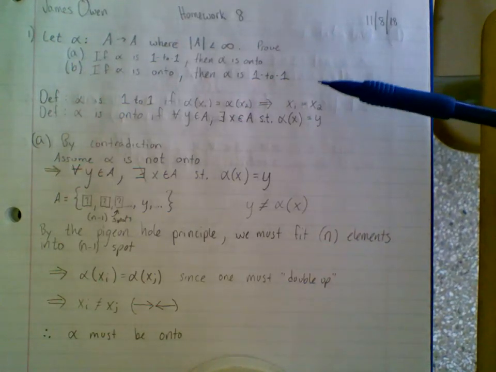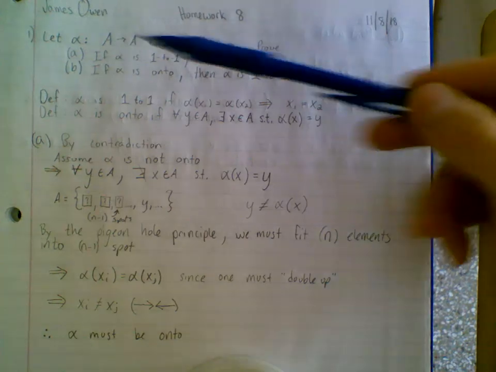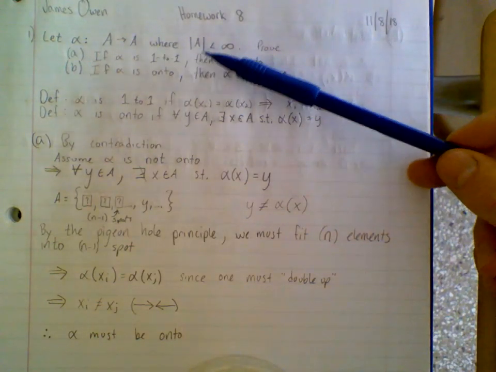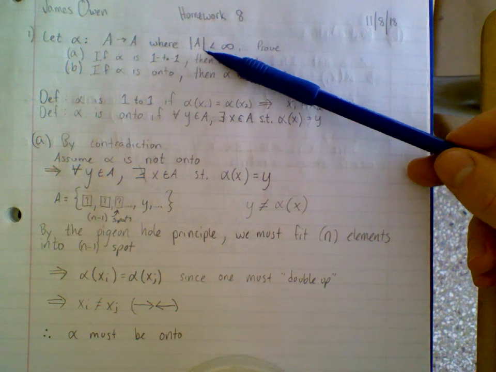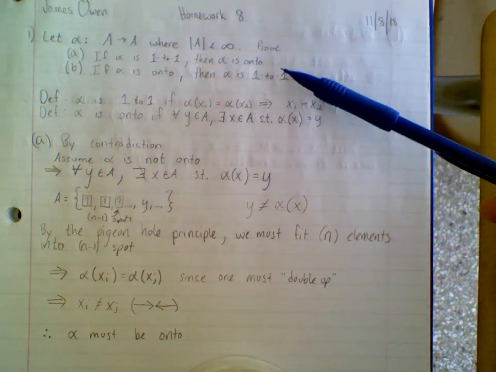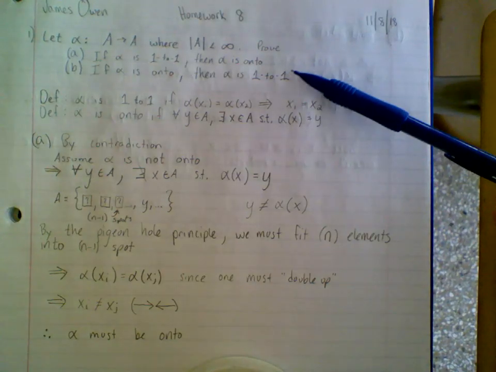All right, so we're going to look at homework 8, problem number 1. We're going to let alpha map set A to itself, where A is a finite set. We want to prove that alpha is 1 to 1 if and only if alpha is onto.